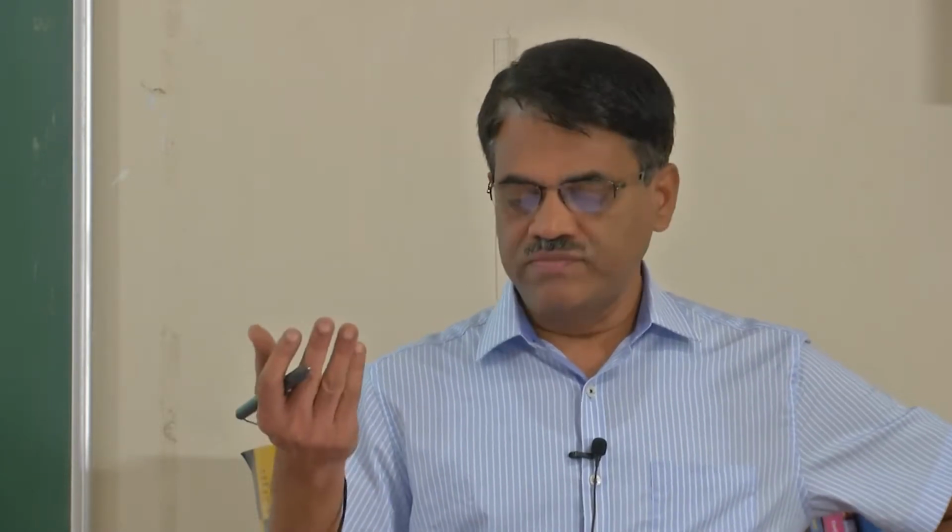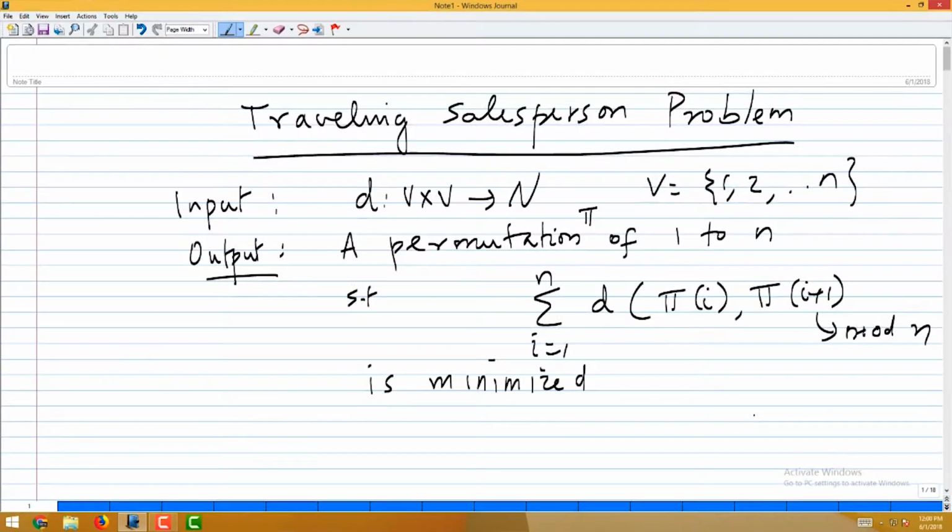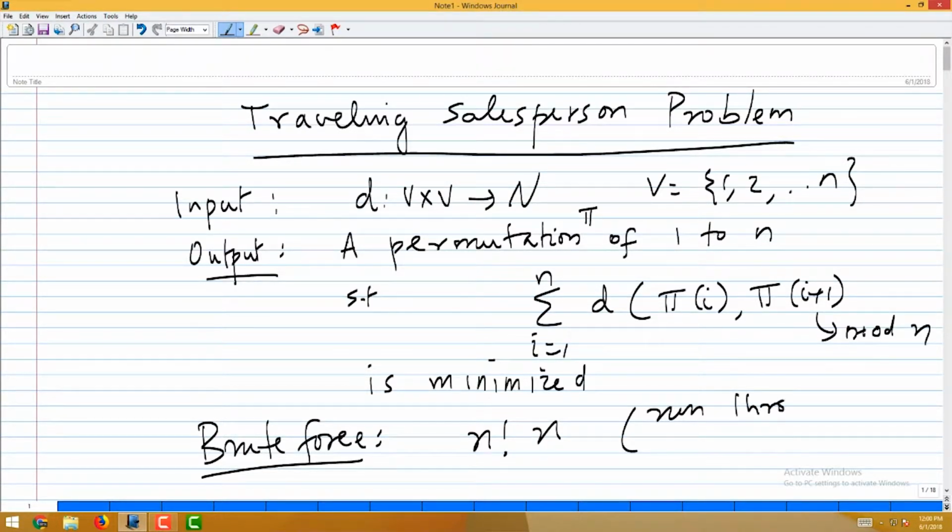So, a brute force algorithm: run through all permutations, compute this sum and pick the one which has the smallest, and that gives you the smallest Hamiltonian cycle. So, running time would be n factorial times n to compute this number. We want to improve this running time. We live in the exponential world, but we want a better exponential running time, using dynamic programming.